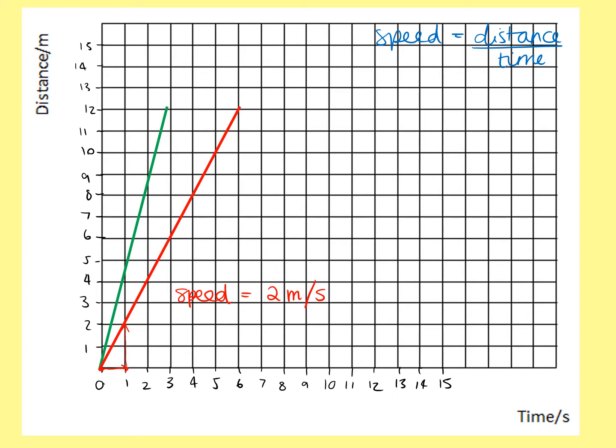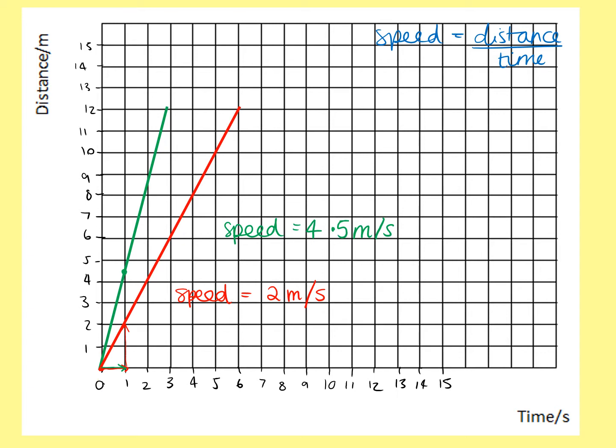Let's have a look at the green one. So let's go across to 1 second again. We want to find out how many meters it's gone in 1 second. We can go up, and it's about 4.5, in the middle there, between 4 and 5. So the speed of the green one is 4.5 meters every second. That means that it travels 4.5 meters every second. Now, we can do that calculation, and we can see that the red one is going slower than the green one.